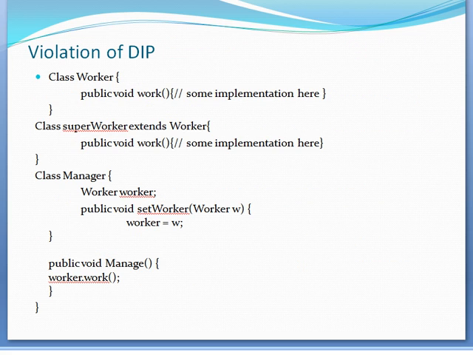As a violation of the dependency inversion principle, we have a class Worker with a function work, and a SuperWorker that extends from Worker with a function work, and the class Manager that creates an object of the Worker called worker and sets it to W. The constructor calls the work method here. Here the class Manager depends on the Worker, so any change of the Worker will affect the Manager.